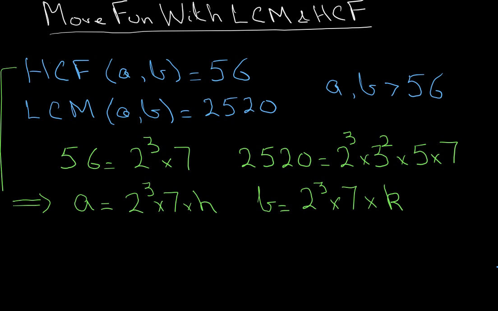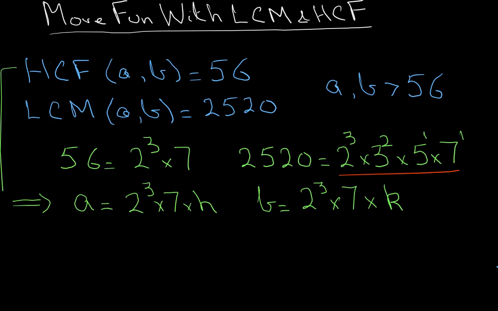Now, another important thing is that the LCM is equal to 2 cubed into 3 squared into 5 into 7. And let me write down the powers of 5 here, which is 1. So that means the maximum power of 2 can be 3, the maximum power of 3 is 2, the maximum power of 5 is 1, and the maximum power of 7 is 1. I'm talking about the prime factorizations of A and B. So let's write down the prime factorizations of A and B.